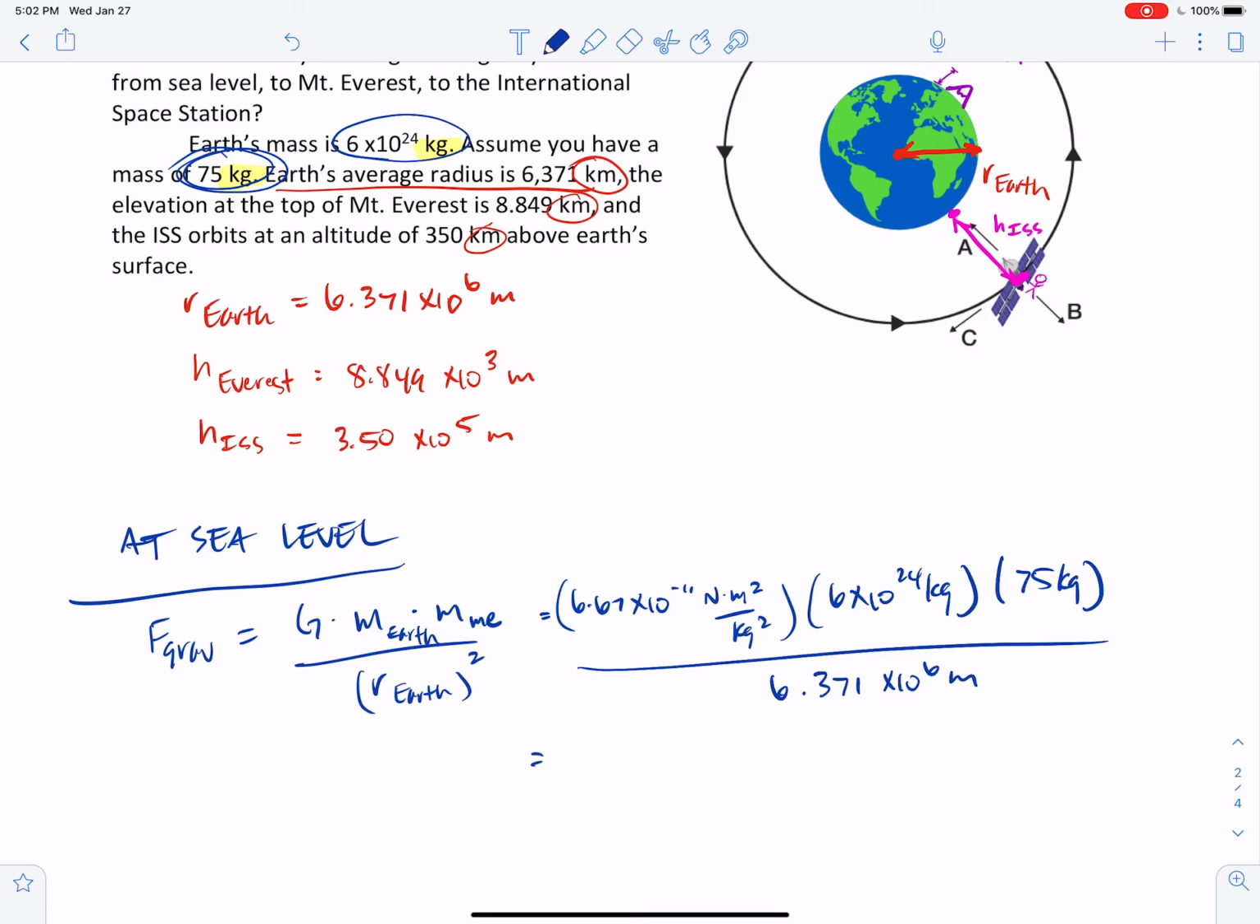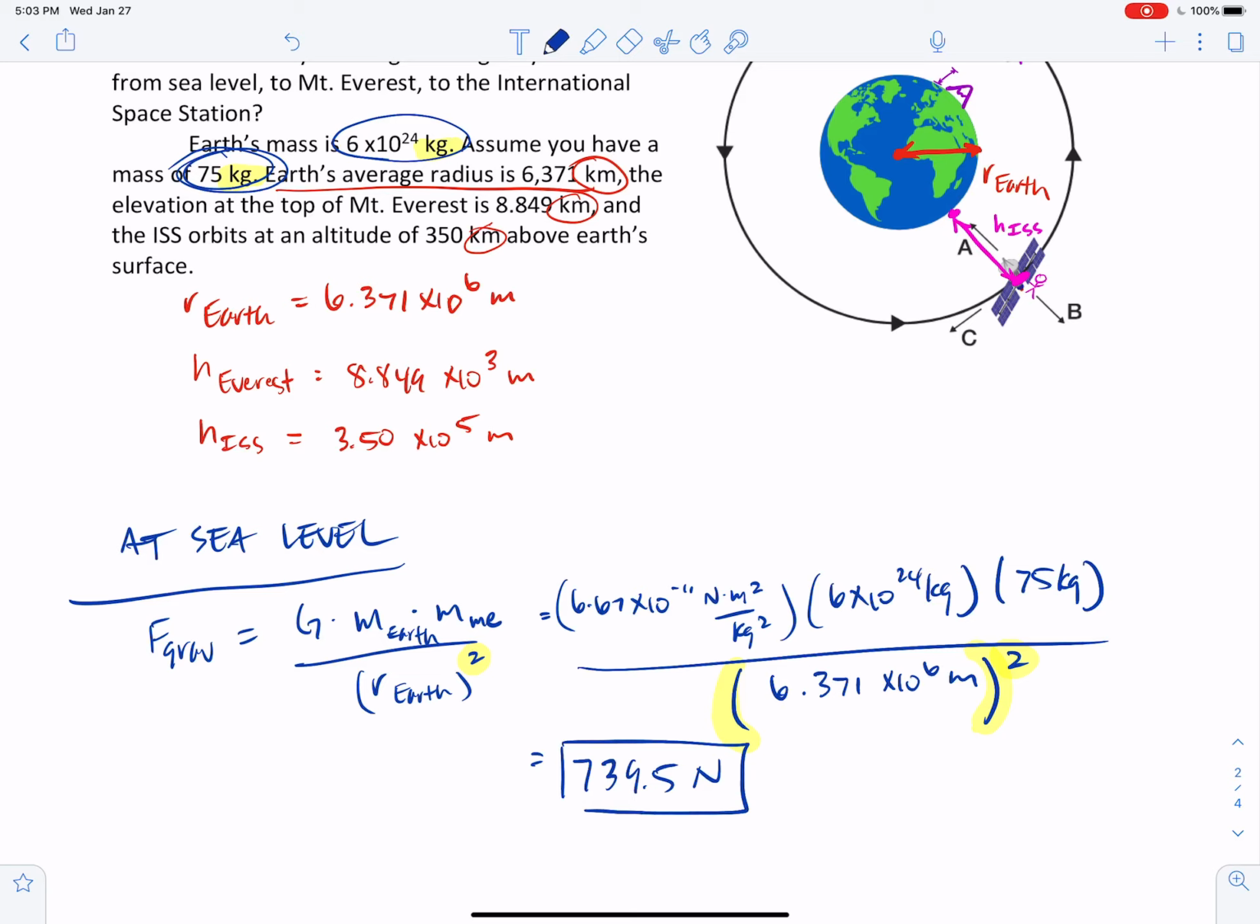Okay, so if you're plugging this into your calculator, and do not forget this, square that denominator. It's an inverse square relationship. So you've got to be careful to maintain the scientific notation. And then when you're dividing, you want to put the denominator in parentheses before you square it. If you do the calculator work correctly, you will get 739.5 newtons. Okay, so that's our baseline weight at sea level.